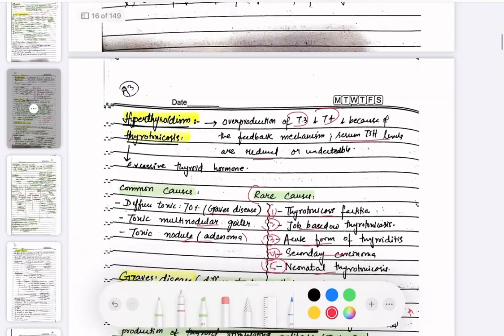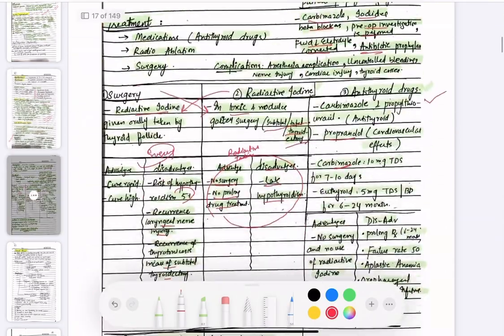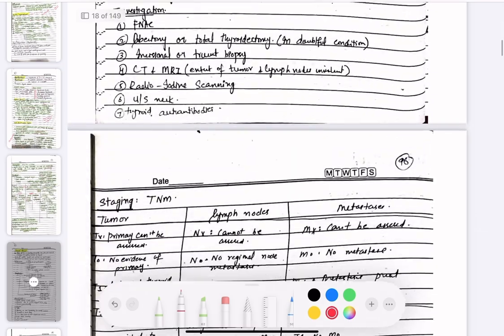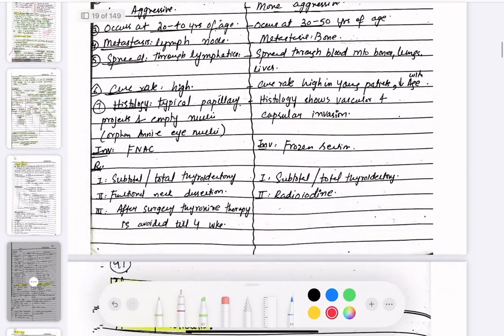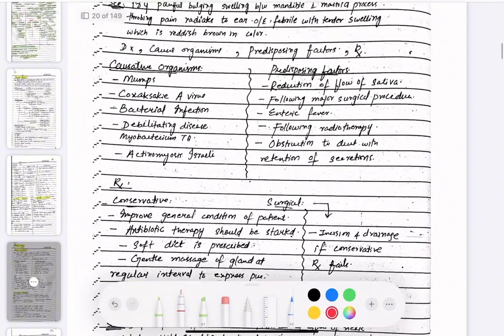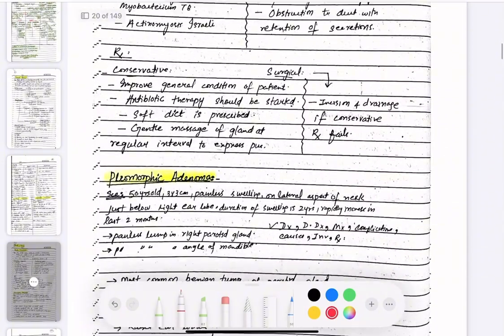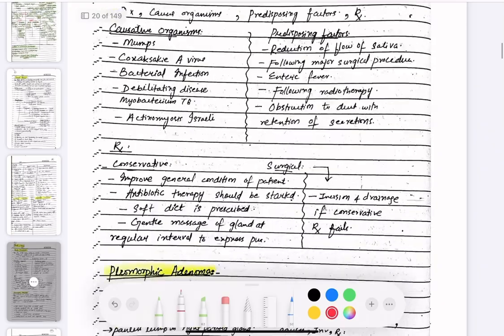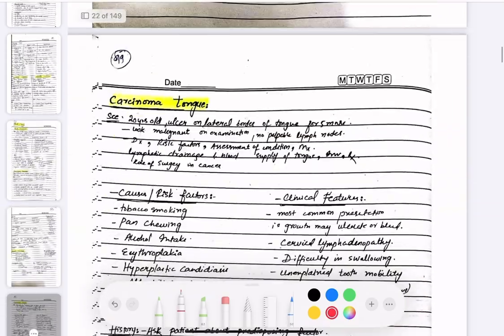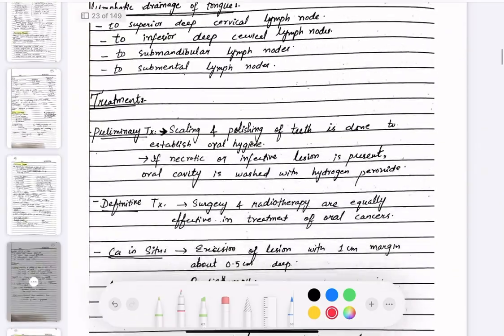Okay, now coming to the next topic, thyroid tumors. These are the thyroid tumors: papillary carcinoma and follicular carcinoma. Then head and neck. We will study the head and neck, in which the important topics are acute parotitis, pleomorphic adenoma, parotid carcinoma, carcinoma of the tongue, and branchial cyst. Okay.